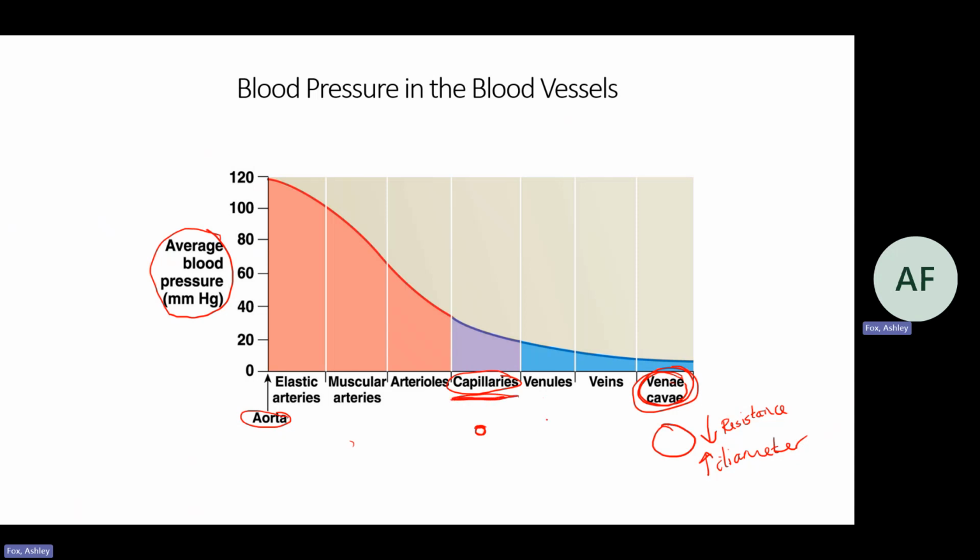Again, it's important for exchange. And then look how far away from the heart you are. So from the aorta to the larger veins to the vena cava, you're going to have a lot less pressure. They're large diameter, there's less resistance, and it's a lot farther from the initial beat of the heart. So this is why you depend on valves inside the veins and muscular contraction to move the blood through your veins.